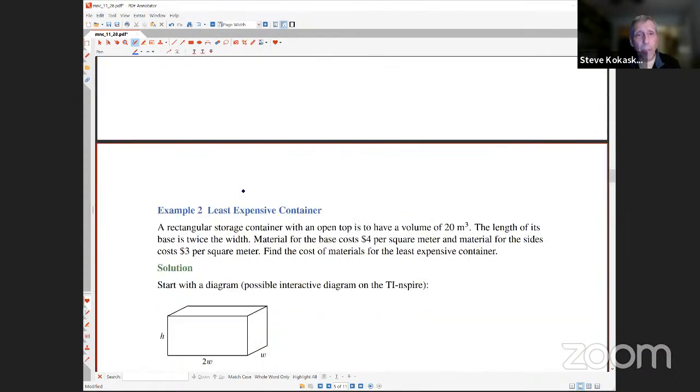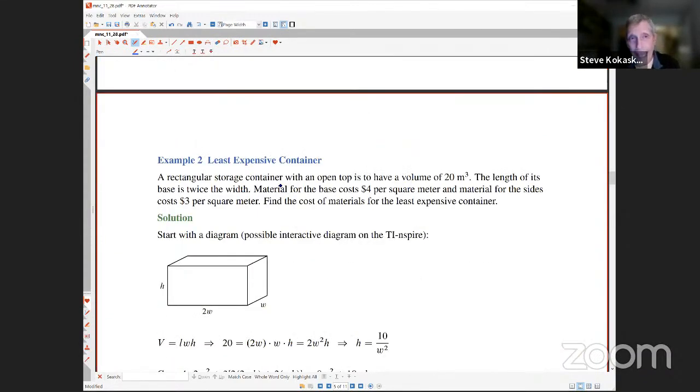All right, so this next example has to do with the least expensive container. Good problem as we box up all those Christmas presents to send, Curtis, via UPS. A rectangular storage container has an open top, and I'm going to say that it has a volume of 20 cubic meters. The length of its base is twice the width, and the base costs $4 per square meter for the material, and the sides cost $3 per square meter. I want to find the cost of the material for the least expensive container.